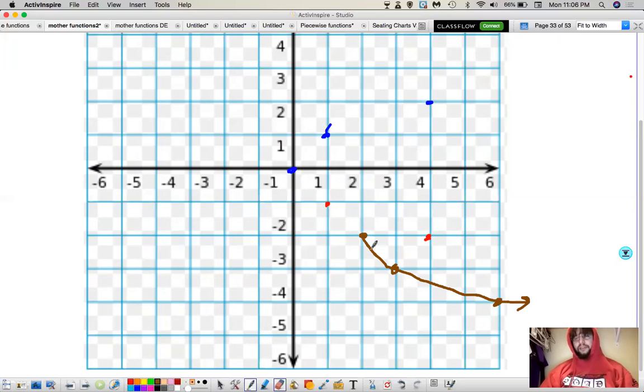Don't go this way. There's nothing this way. It's just nothing there. It's not part of our domain. Domain and range. What's the domain here? 2 to infinity. What's the range? Negative infinity to -2. There you go. Moving on.